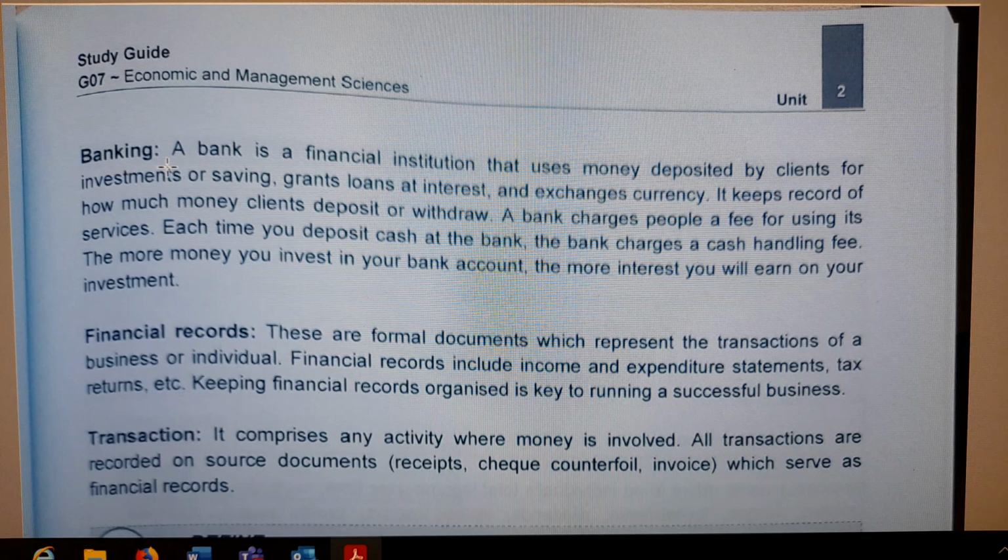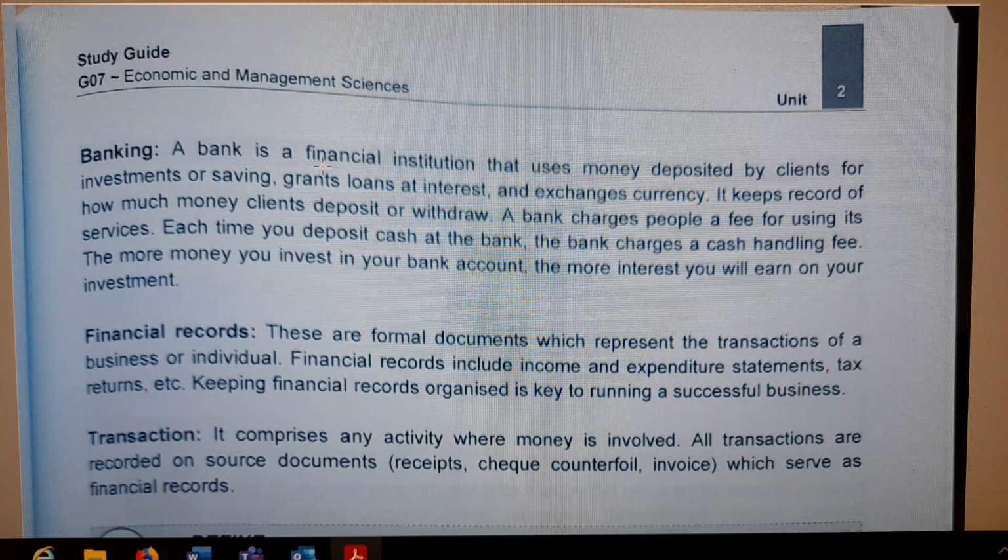We have banking. They say a bank is a financial institution that uses money deposited by clients for investment or savings, grants, loans, and interest, and exchanges currency. It keeps a record of how much money clients deposit or withdraw. A bank charges people a fee for using its services. Each time you deposit cash, the bank charges a cash handling fee. The more money you invest in your bank account, the more interest you will earn on your investment.